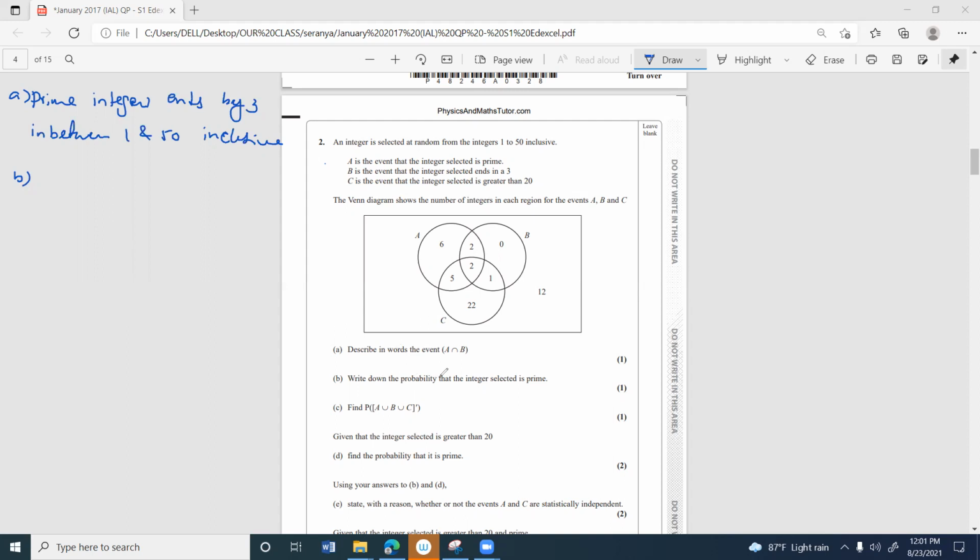Write down the probability that the integer selected is prime. Then see how many prime numbers there are. There are 6 plus 2. It's only selected as a prime. They have given only this definition. They didn't ask about any other variation.